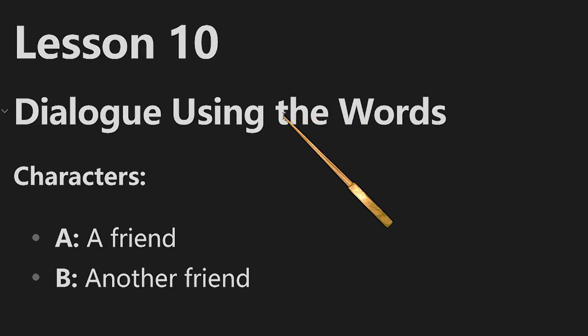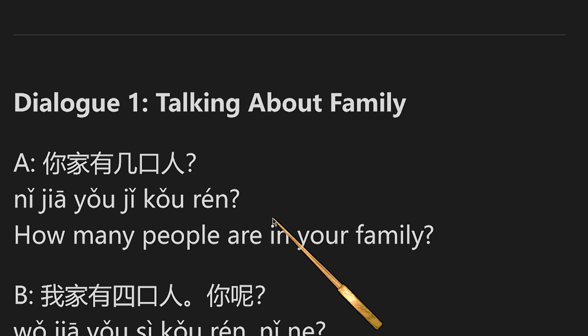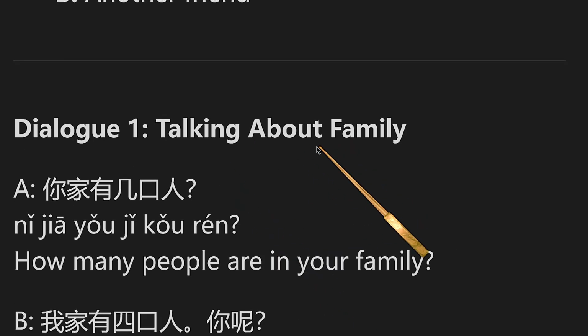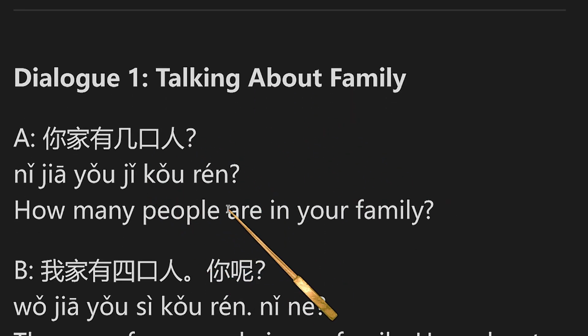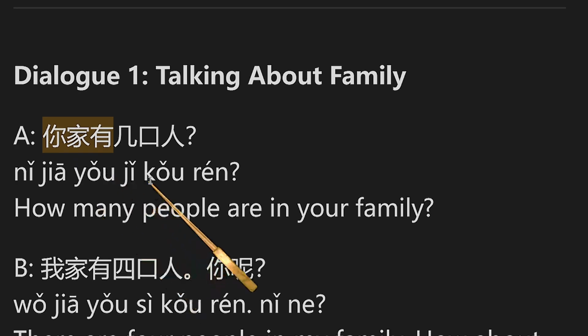First, we already learned new words from the previous lesson and we need to practice them in this one. First dialogue, about talking about family. How many people are in your family? 你家有几口人？ Your family 有几口？几 means how much, how many. 口 is a measure word for people in your family. 你家有几口人？ Don't forget about this rule.